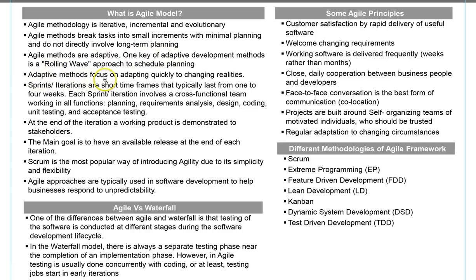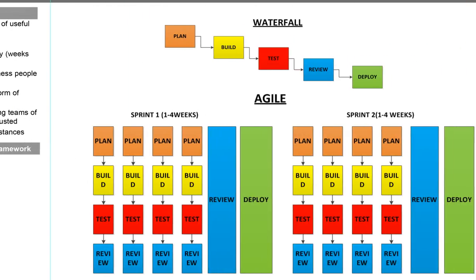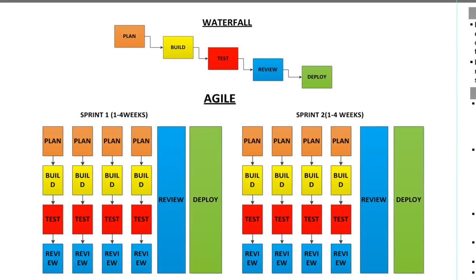So adaptive methods focus on adapting quickly to changing realities. Sprints, iterations, are short time frames that typically last from 1 to 4 weeks. So in the Agile model, we work with sprints and iterations. Now these last anywhere from 1 to 4 weeks. Now let's take a look at the picture. So what you see over here is one typical sprint which will last from 1 to 4 weeks.